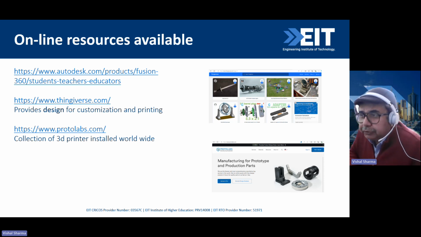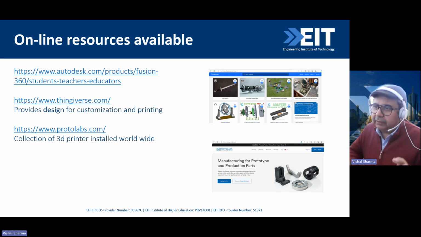Download that part and you can print it. Now, suppose you don't have a printer but still want to print, then you need to go to this website, Protolabs. They have a list of all 3D printers installed worldwide. Maybe there is one 3D printer installed just next door.